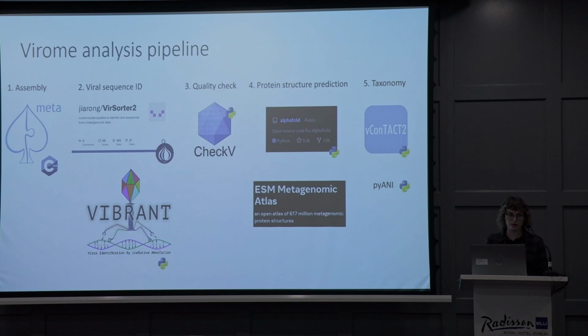Okay, and then taxonomy, the part that I'm interested in. We have some existing programs, but I will explain why I want to do it in a different way. vContact clusters the sequences, and based on shared proteins, it clusters the viruses together into different groups, but it doesn't really tell you at a granular level what species it belongs to, or what family. I think it can go down to family level. Pyani is also a Python program which can compare the sequence similarity between two sequences at the nucleotide level.